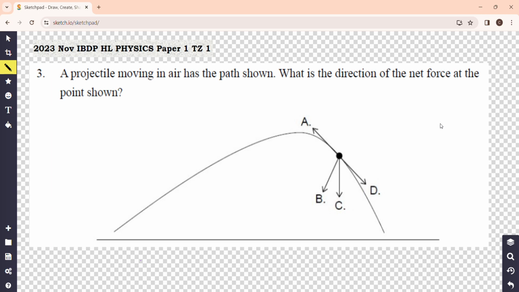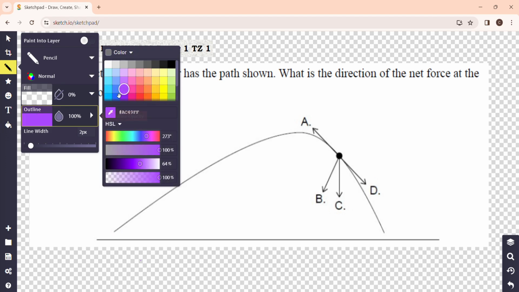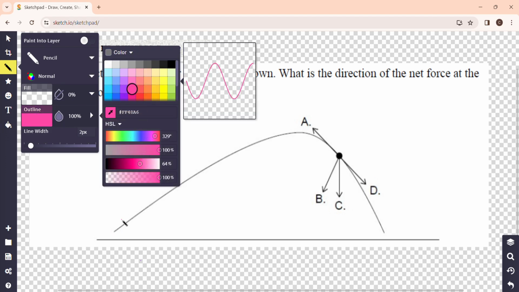Question number 3 is about the projectile motion. First of all, you have to observe that the projectile motion is distorted. If there is no air resistance, the path of the projectile motion should be symmetric, like this.